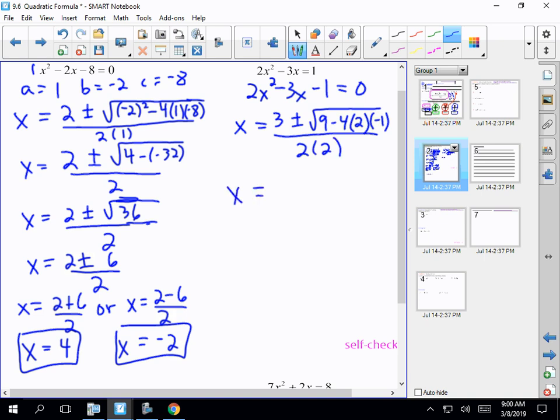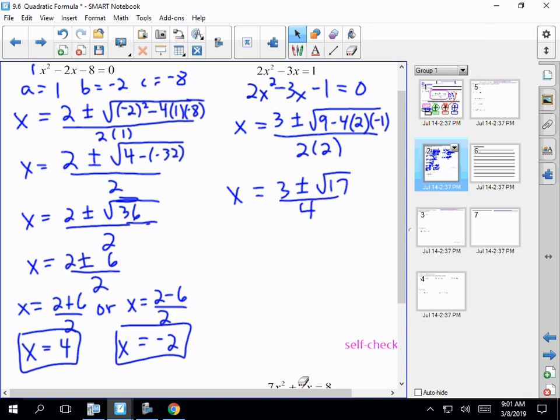So we can do this one in 2 steps. There's the plug-in step, and then there's the arithmetic step, and then you're done. Okay? So we've got 3 plus or minus the square root of 9 minus 4 times 2 times negative 1. See how there's a minus and then another negative in here? That's going to change it to positive. 4 times 2 is 8. 8 times negative 1 is negative 8. 9 minus negative 8 is 17. And in terms of this skill, you're done. You've solved it. It's an exact, simplified radical form in this case.